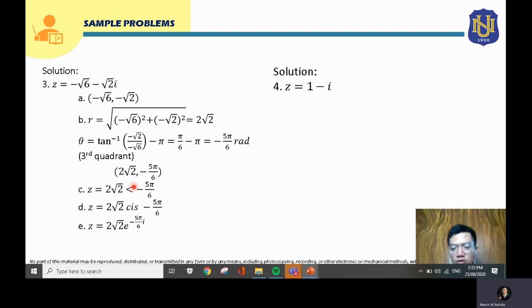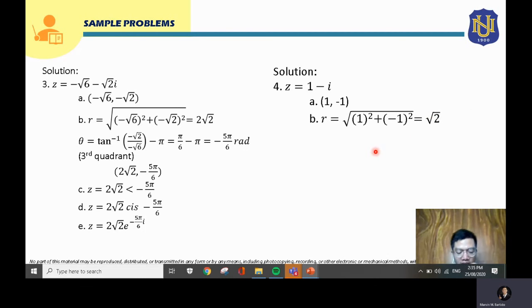Now let's proceed to number 4. The given for number 4 is z equals 1 minus i. The first question, again, is the Cartesian coordinates. For this complex number, the real part is 1 and the imaginary part is -1. So that will be the Cartesian coordinates, 1 and -1. Now, for polar coordinates, we need to solve for the value of r. The value of r will be the square root of 1 squared plus -1 squared, which will be equal to square root of 2.